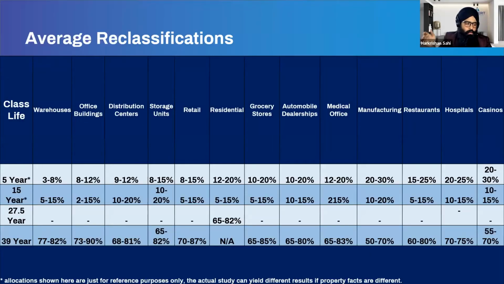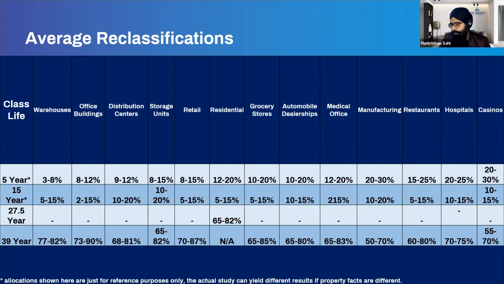What you see on your screen is basically telling you the class lives of different assets where we have done cost segregation studies and what it yielded from the result standpoint for 5-year, 15-year, 27.5-year, and 39-year. And this is not gospel. This is just an average. So that's why you see for warehouses, 5-year being 3 to 8%. For 15-year, we're going to be seeing 5 to 15%. And the remaining is obviously allocated to 77 to 82%. So that's the range that I'm trying to give you. It can vary, this is not set in stone, but it gives you a general idea.